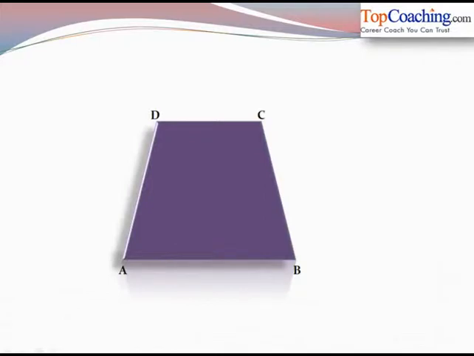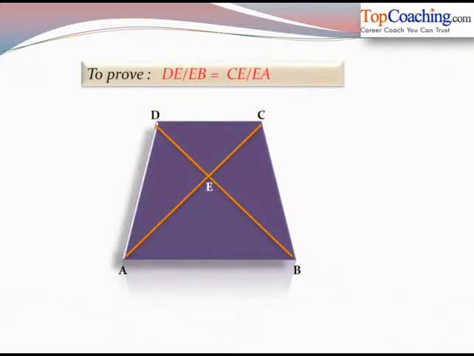Now let us say that we have any trapezium ABCD. AB is parallel to the side CD, and that is why this is a trapezium. Now we draw the diagonal AC, and similarly we get the diagonal BD. Let us say that the point of intersection of these two diagonals is E. Now what we have to prove is DE by EB is equal to CE by EA, or the diagonals intersect each other proportionally. So DE by EB is equal to CE by EA, and this is what we have to prove in this theorem.